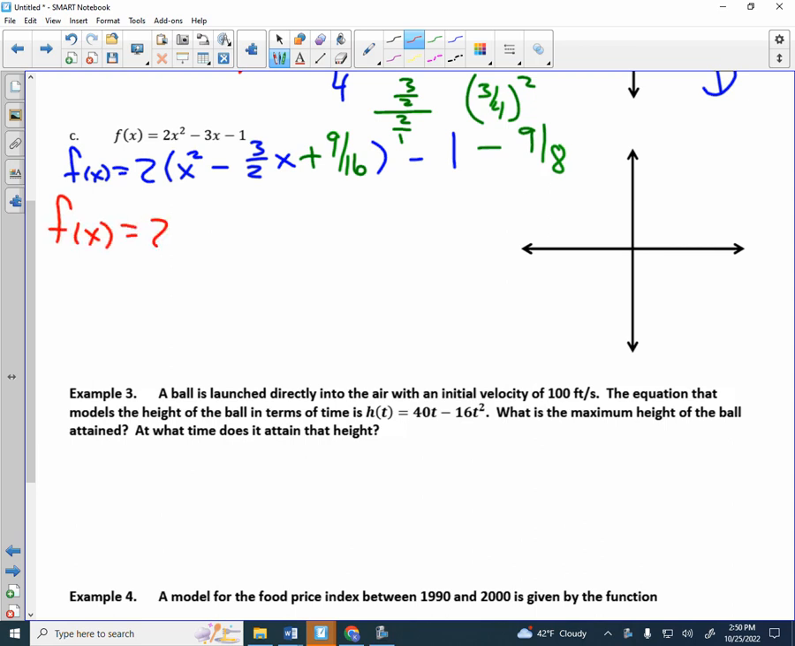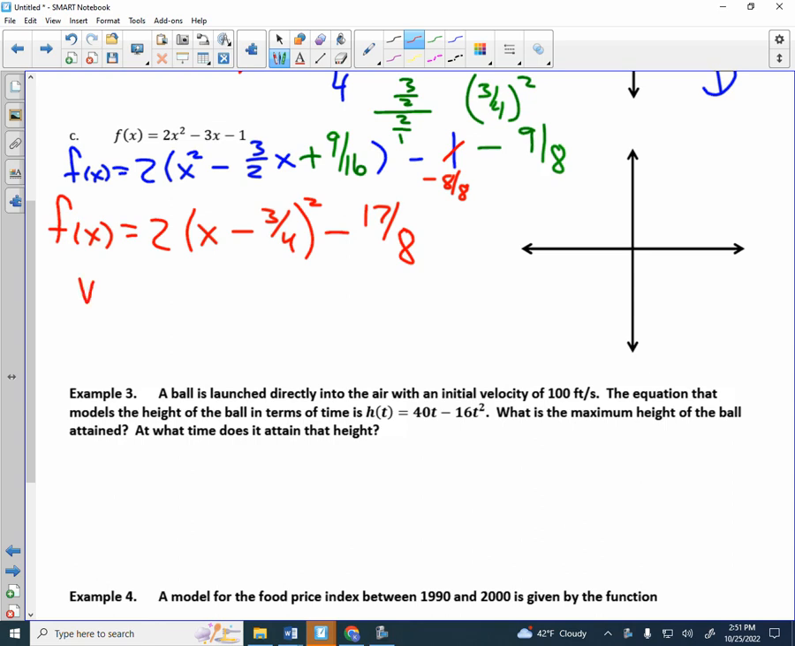f of x is equal to 2 times x what? Three over 4 minus, and then this -1 is a -8/8, right? Yeah, so if you have -8/8 and you subtract 9/8, you get -17/8. Okay? It's kind of ugly, isn't it? Yeah. But, you know, we are college algebra students, and so we should work with fractions, right? Should be something we can do.